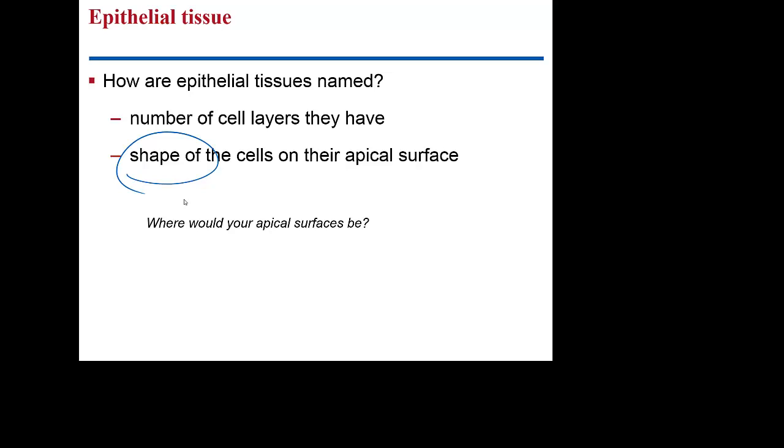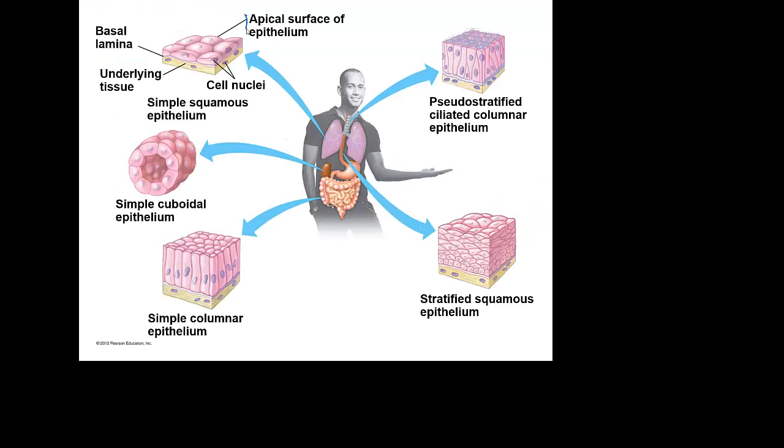So when we look at the shape of the cells, it actually focuses on what we call the apical surface. Where do you think your apical surface would be? Some of you know apical from plants. If you know plants, we talk about an apical bud in plants. Where is that bud located? At the top. So when we talk about apical surfaces, we talk about the top surface. So here I've got it labeled for you as the apical surface.